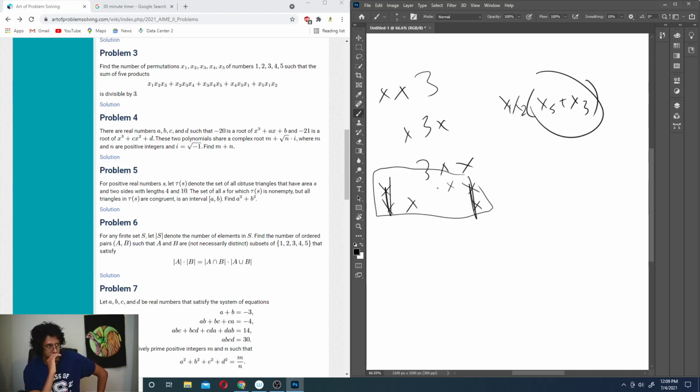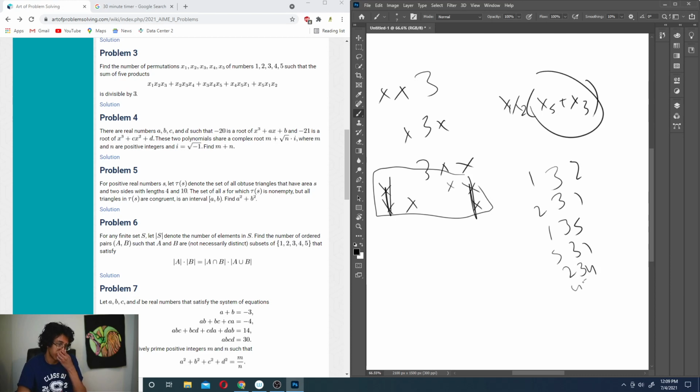So we can have 3, 1, 2, 2, 3, 1, 1, 3, 5, 5, 3, 1. Nothing else works with 1, so we move on to 2, and that has to be 2, 3, 4, and that's it, or 4, 3, 2. And yeah, that's basically it, right? 4, 3, 5, and 5, 3, 4. Okay, so now we basically found all the things next to 3 that work, right?